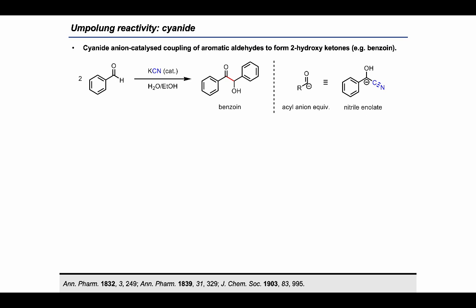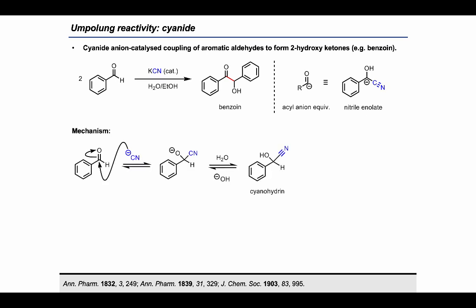This species can undergo nucleophilic addition to an electrophile, in this case a second equivalent of the benzaldehyde starting material. The mechanism of the benzoin condensation was elucidated in the early 1900s, and involves initial nucleophilic addition of the cyanide anion to the electrophilic carbon. This results in formation of a cyanohydrin which, upon deprotonation under basic conditions, affords our acyl anion equivalent. As highlighted by the partial charges shown, the polarity of the carbonyl carbon has been reversed, and it has gone from being electrophilic in the carbonyl starting material to nucleophilic in the nitrile enolate. In other words, we have achieved polarity reversal, or Umpolung.